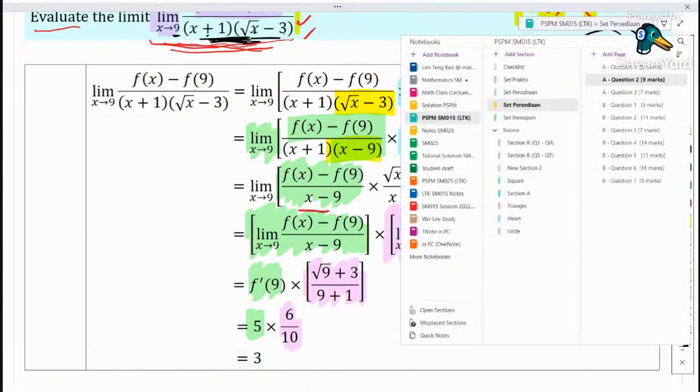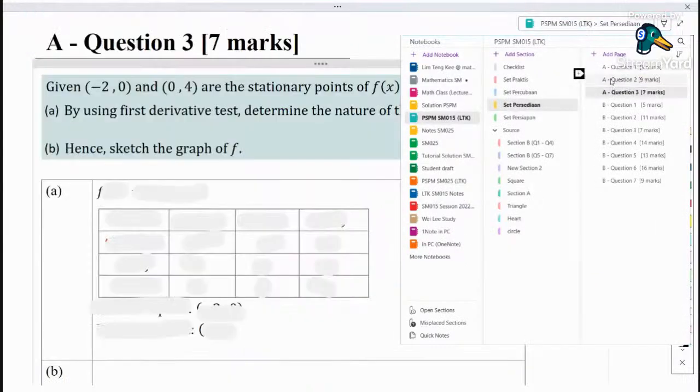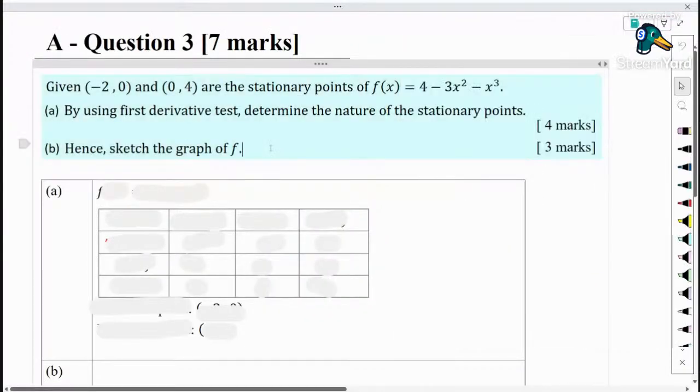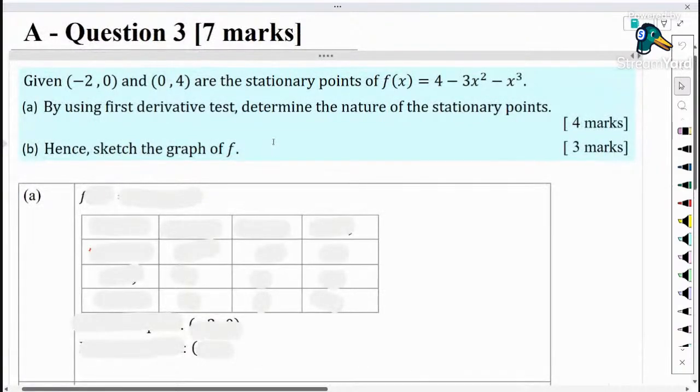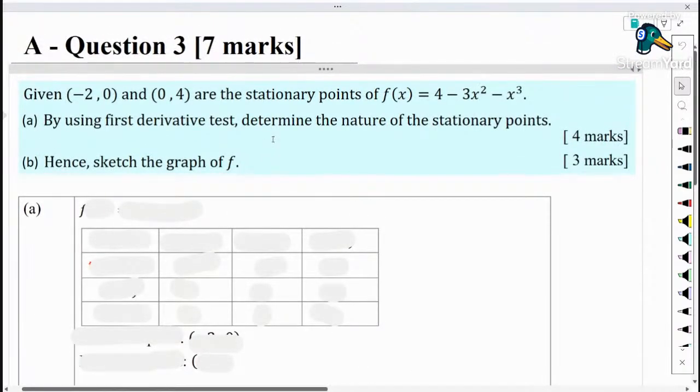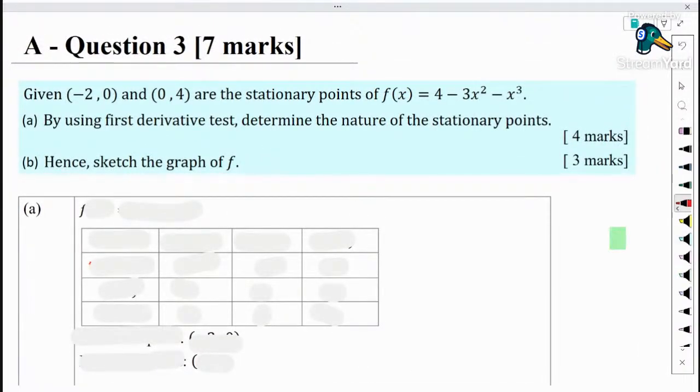Continue. Next, section A, question number 3. This question is regarding chapter 10, the applications of differentiation. Let us try to see how to solve this question. According to the info, you were told that the points 2, 0 and 0, 4 are the stationary points of this function. Then by first derivative test, determine the nature of the stationary point. So watch out for this question.